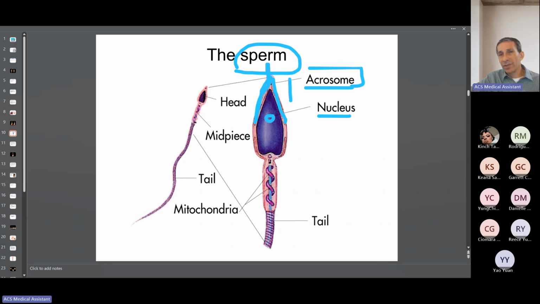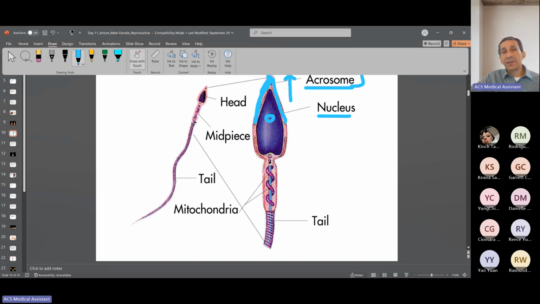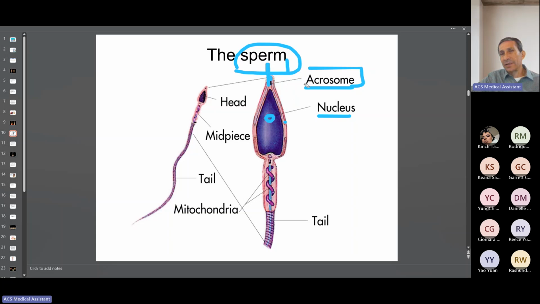So when it reaches the egg and the sperm does not have acrosome, it cannot perforate, cannot go through the egg or the ovum, the female sex cell. They cannot enter. So that's how it works. So that's how females become pregnant.